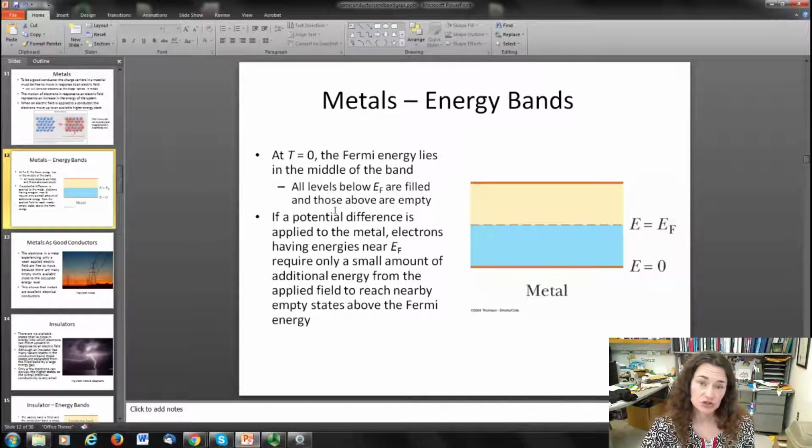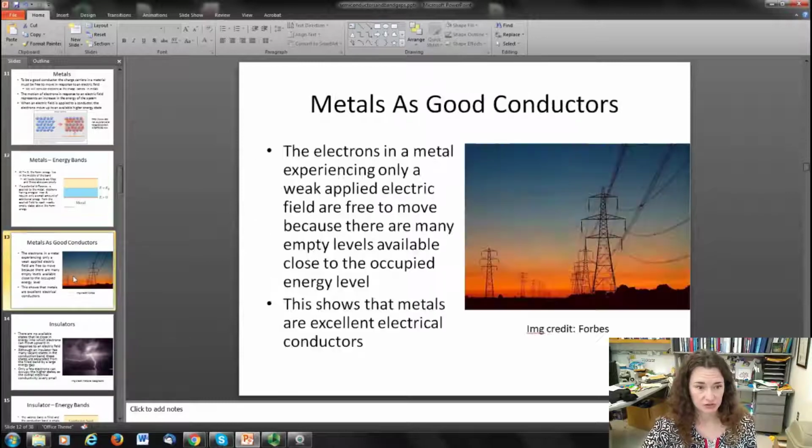And then if you just apply a small voltage to the metal, electrons having energies near the Fermi energy only require a tiny amount of initial energy from that applied field to reach those nearby empty states above it and conduct. Okay, so that's what's going on with metals and conductors. So electrons in a metal need only a weak applied electric field to be free to move because there are so many empty levels available close to the occupied energy level, so metals are excellent conductors.